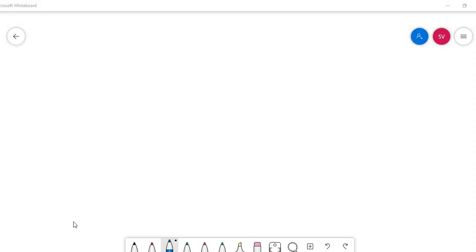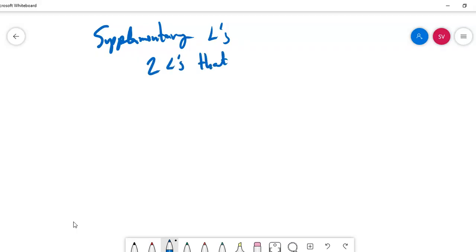Now let's move on to supplementary angles. Supplementary angles are two angles that add to 180 degrees. So an example is if I have a 30-degree angle, the supplemental angle to this would be 150.